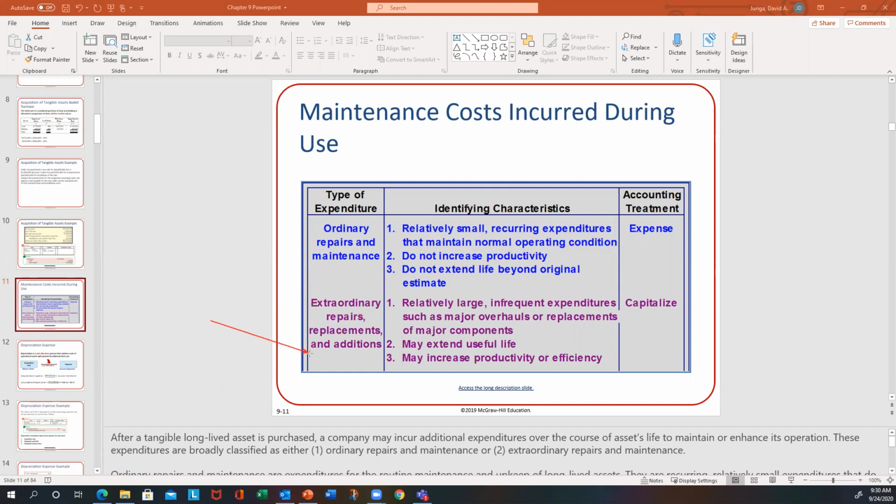The extraordinary repairs typically are large items. You don't do it very often, very infrequent. It could be a major overhaul or replacement, like maybe you replaced an engine in a truck. It could extend the life and increase productivity. Those types of costs you'd have to actually capitalize and put on the balance sheet. So there's two types of expenditures that you can encounter. Some are just ordinary, which you expense, and some that are extraordinary, which you would then capitalize.